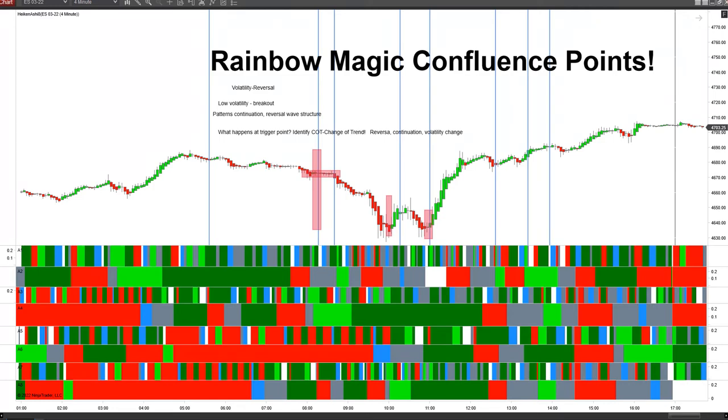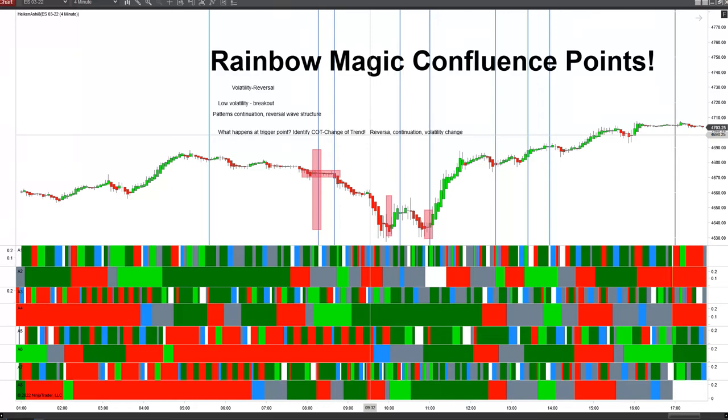So let's start with defining what we would consider to be a change of trend. You see I have this little note here. What happens at the trigger point? Question. Identify change of trend. Well, what is a change of trend? I'm going to say that a change of trend can be three things.